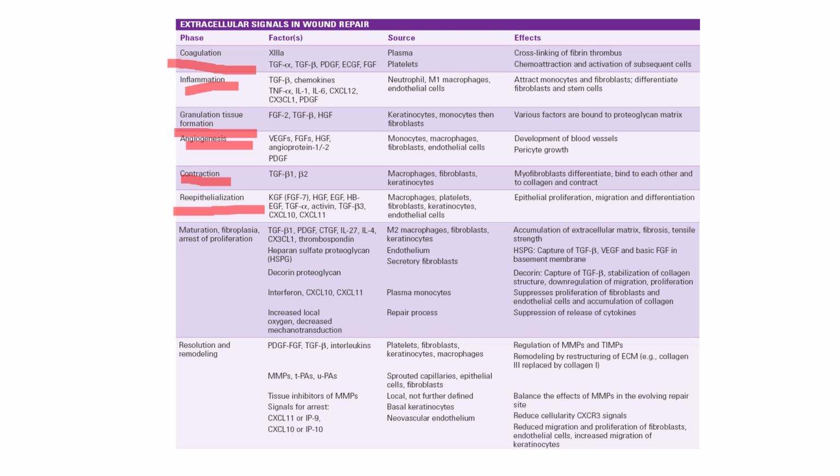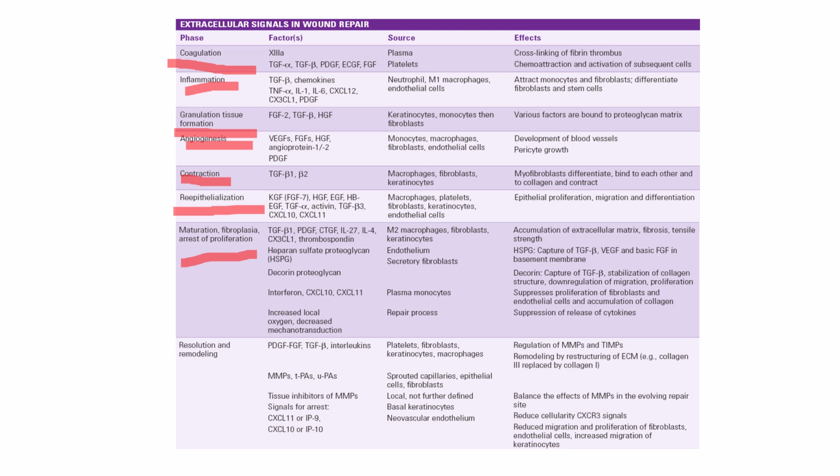The next step is maturation, fibroplasia, and arrest of proliferation. Here, the required factors are TGF beta 1, platelet derived growth factor, CTGF, interleukin 27, 4, and CX3CL1, and thrombospondin. The sources for these factors are M2 macrophages, fibroblast, and keratinocyte, and they are responsible for extracellular matrix accumulation, fibrosis, and tensile strength.